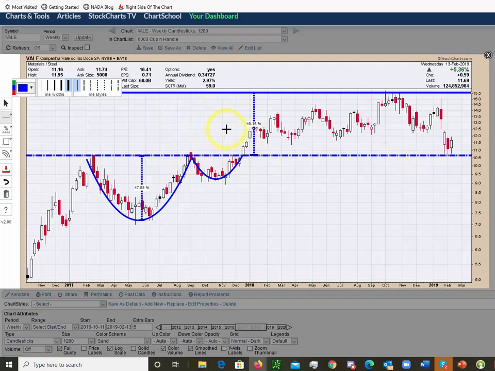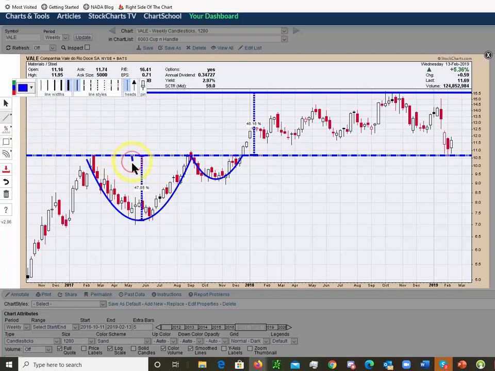And the thing to remember on these measured moves, it's a projection. It's not a God-given fact that it's going to make it. But from a technical perspective, that's what the expectation is for a formation that you're taking a look at, and this is how you measure it on the cup and handle.